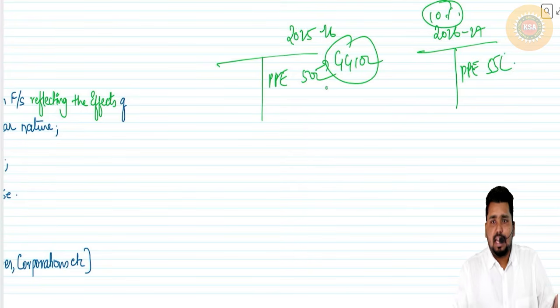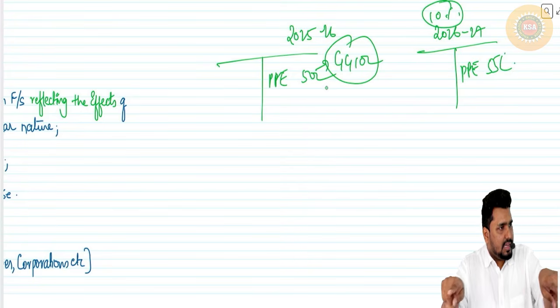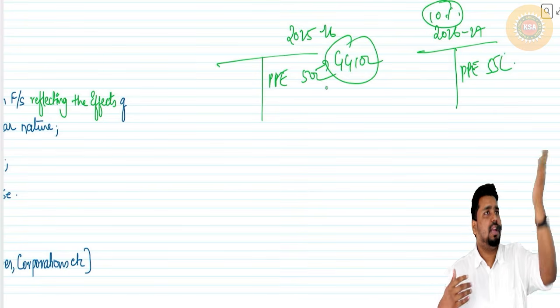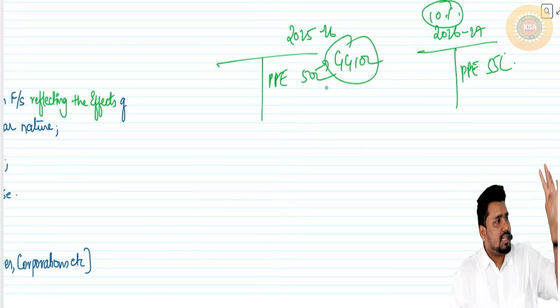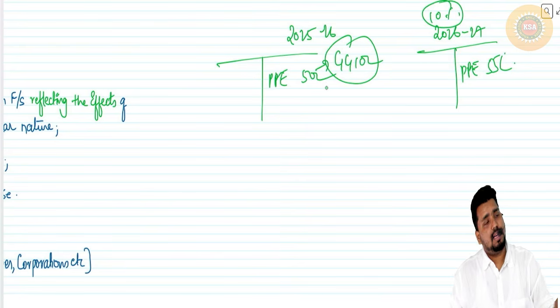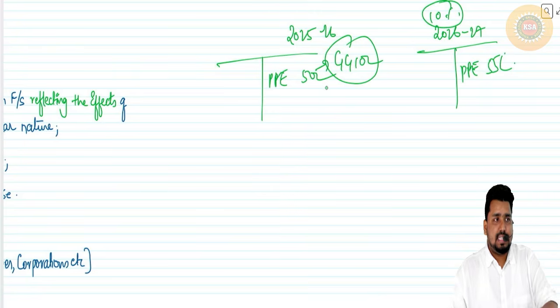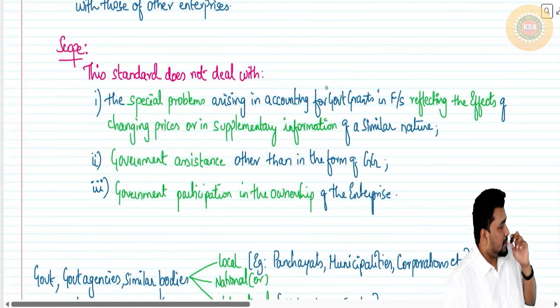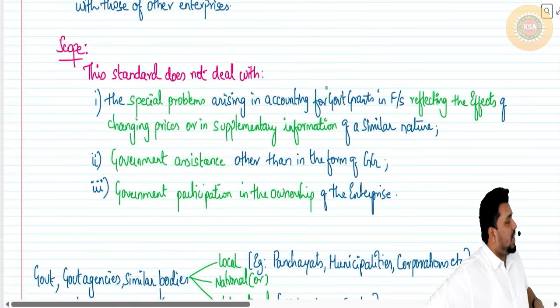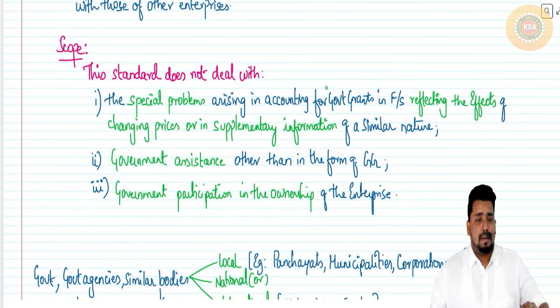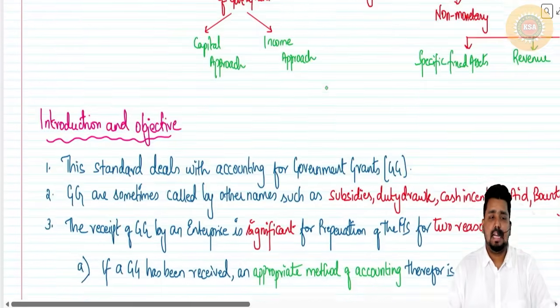They are telling, I am AS 12. Like this, if any specific or special problem comes, I will not talk about it, because how will I predict? At that time they will give certain guidance, and ICAI will also give certain guidance. Follow that. Till then, AS 12 generally does not apply to special problems arising in accounting for government grants which reflect the changes in prices and supplementary information. Clear?